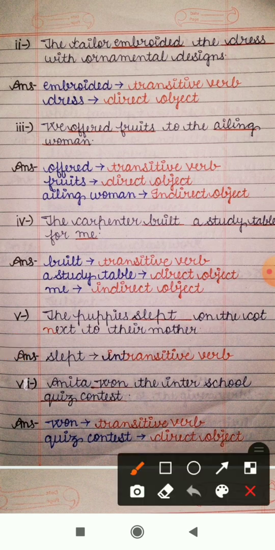Now let's see the next sentence, that is, the carpenter built a study table for me. So what is the verb? The verb is built. And what did the carpenter build? The carpenter built a study table. So that means built is a transitive verb, and what is the object? The direct object is a study table, because it is receiving the action of the verb that is built. And for whom has it been built? It has been built for me. So that means me is giving the answer of for whom, that is the indirect object.